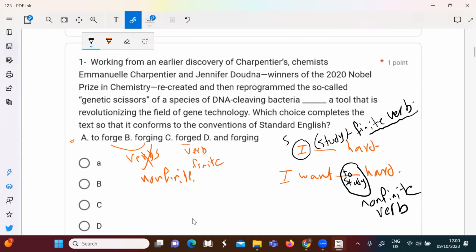Okay, let's move to this question. Start from the very beginning. The first thing we need is to get the subject. Okay, working from blah, blah, blah. This is a comma and here a comma. So this is an introductory phrase. لازم أجيب السبجكت as if it's not here. This is an introductory phrase.